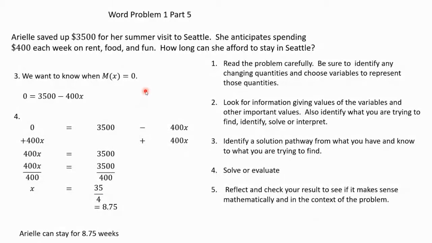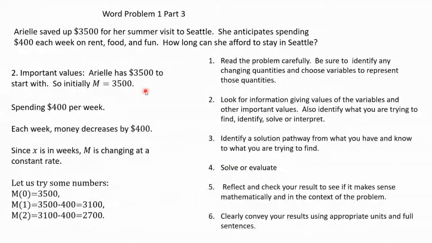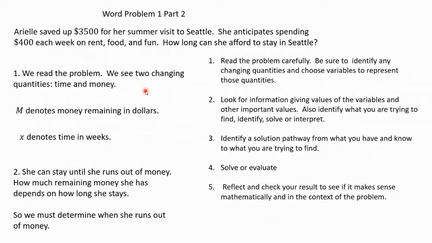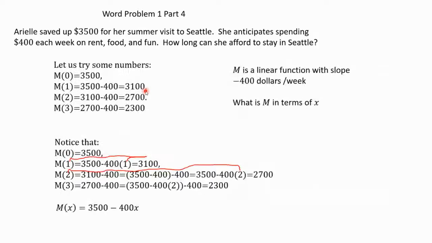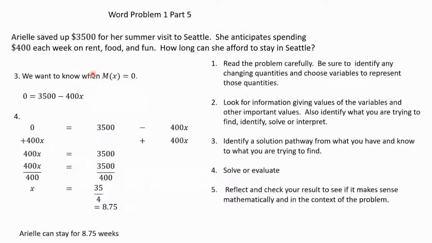Okay. So remember how we said, let me go back a bit. We said that we want to know how long she can stay until she runs out of money, right? We want to know when m is equal to 0. I didn't write it down, but I'm pretty sure I said it. So we want to know when this is going to be 0. Because m of x, again, is how much money she has. She can only stay until that money she has is 0, until she runs out of money.